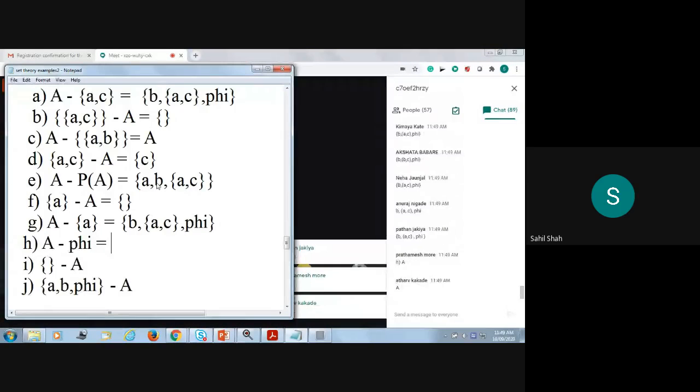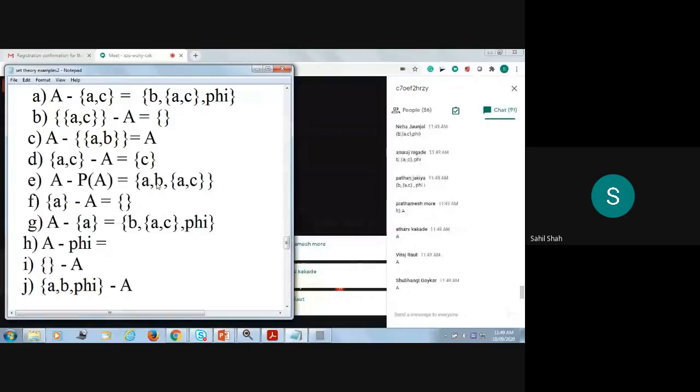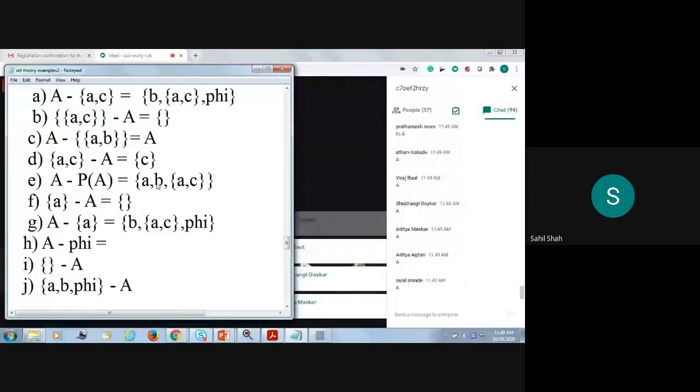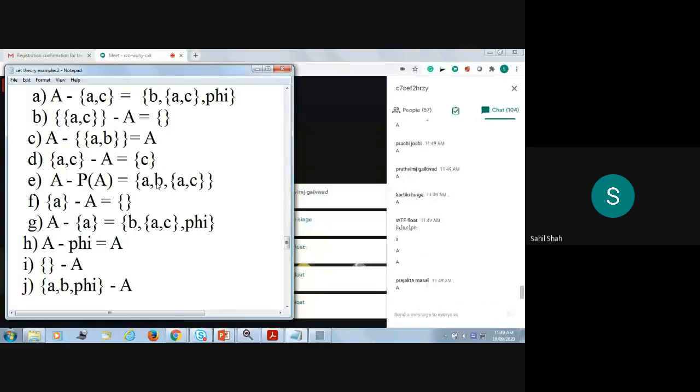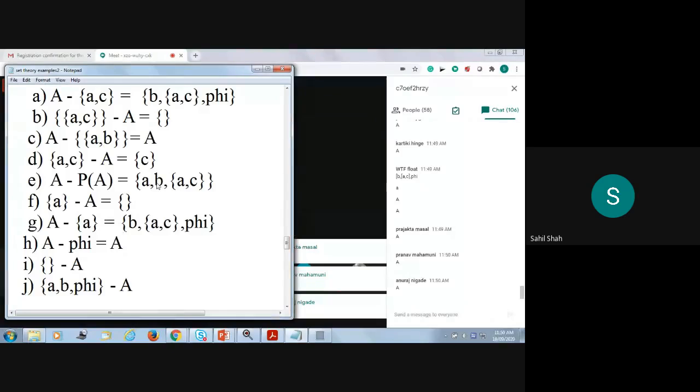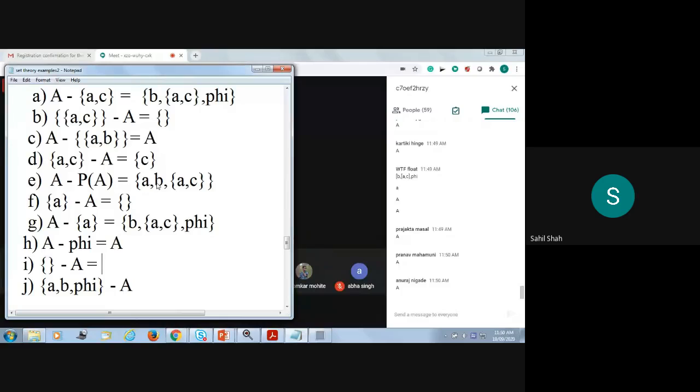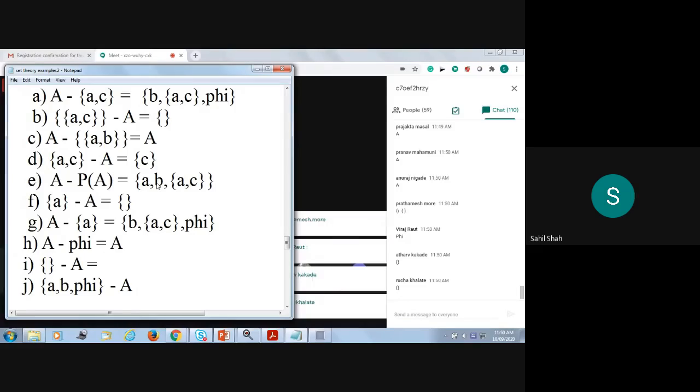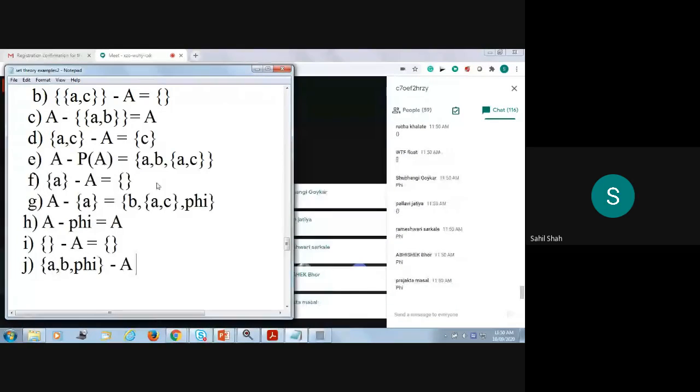What is the answer for A minus φ? A minus φ answer is A, using the property directly. You should not check again. A minus φ will be A itself. We have the property: if we are subtracting a null set from any other set, we get the original set as the answer because phi does not have any element. What is the answer for I? The answer is φ. Yes, if you are subtracting anything from φ, it will be φ. Perfect. Last one: {a, b, φ} minus A.